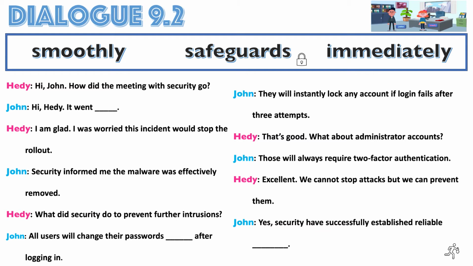Hi, John. How did the meeting with the security go? Hi, Hedy. It went smoothly. I'm glad. I was worried this incident would stop the rollout. Security informed me the malware was effectively removed. What did the security do to prevent further intrusions? All users will change their passwords immediately after logging in. Oh.